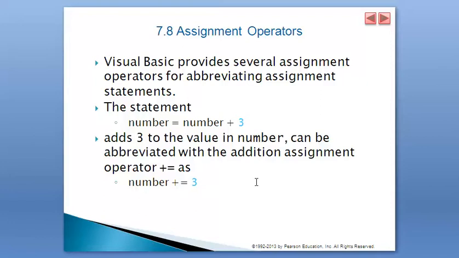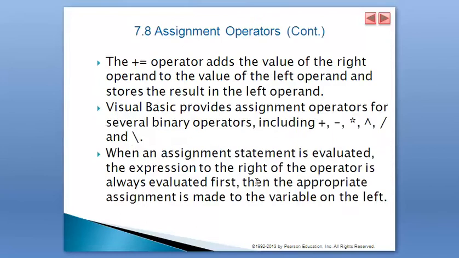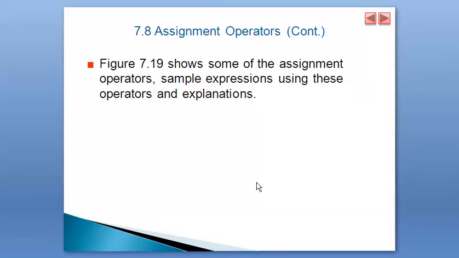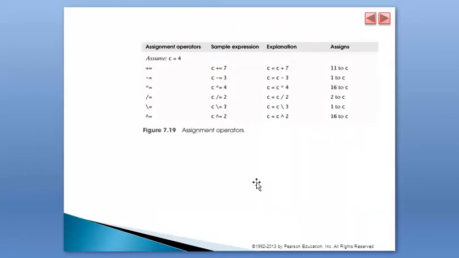And they explain in this section that this happens with all the other operators, the plus, the minus, the times. And then they give us a nice graph in figure 7.19 that gives us the sample expressions. For example, c plus equals 7 is the same as c equals c plus 7. In this figure, they said assume that we got c equals 4. If that's the case, c plus equals 7 will give us 11.